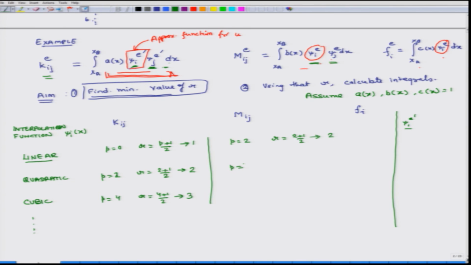In that case, if psi is quadratic, then psi I order is 2, psi j order is 2. So, this becomes 4 and R equals 4 plus 1 by 2, this gives us 3. And similarly, if psi is cubic, then P is equal to how much? 6. Then R is equal to 6 plus 1 by 2, and that gives us 4. Okay, that gives us 4.